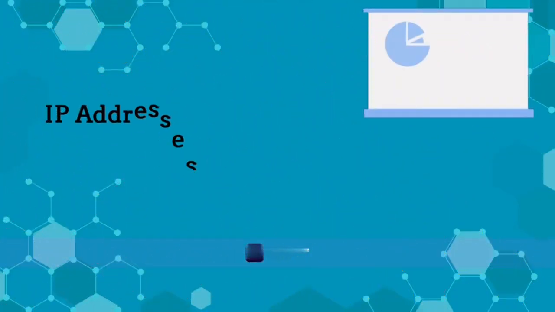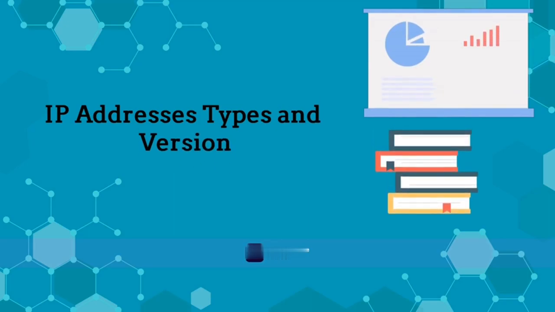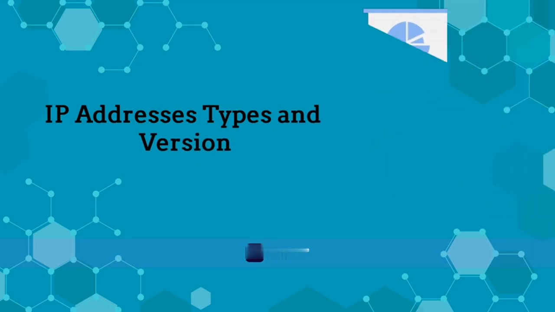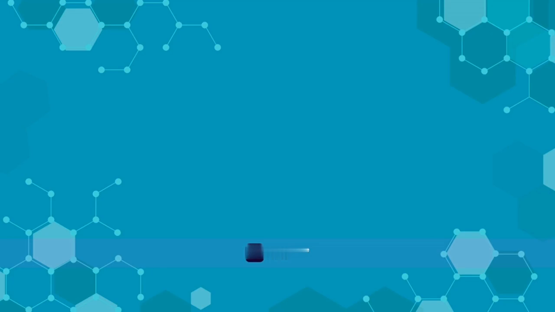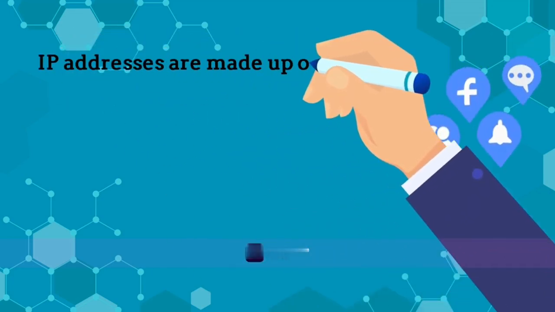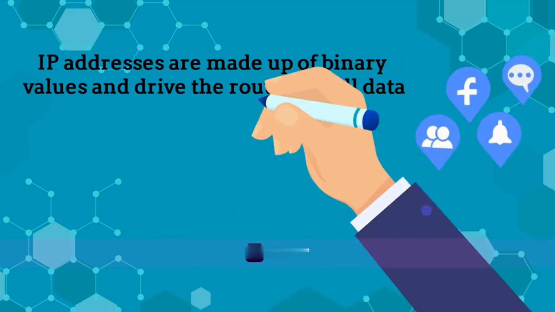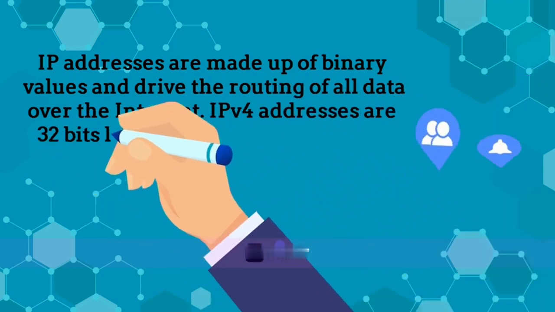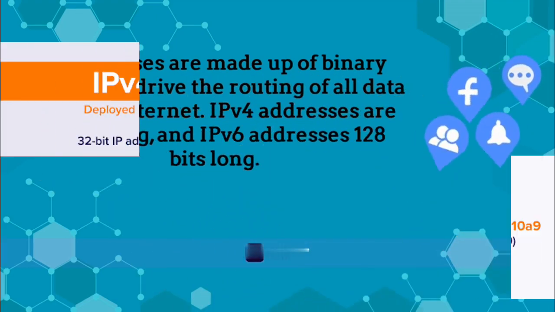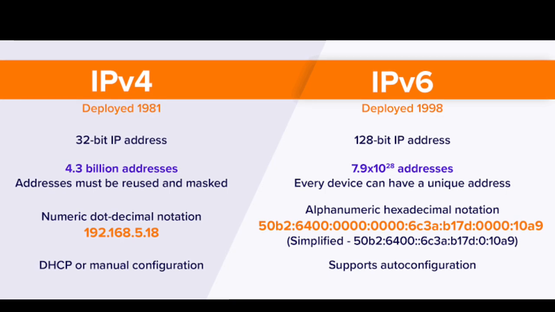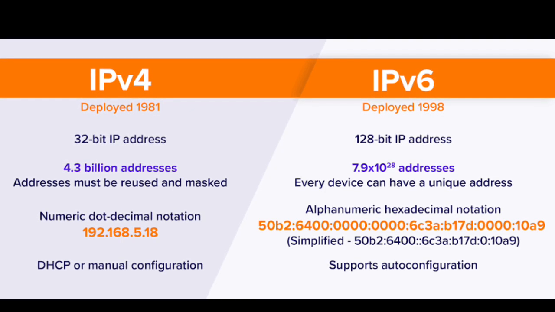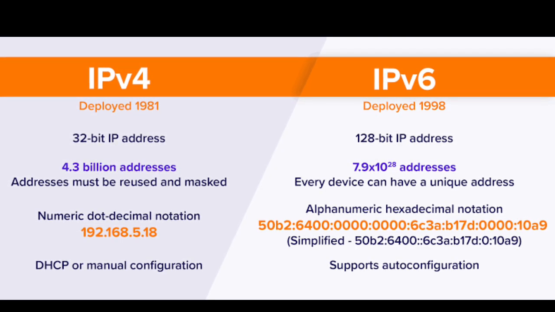There are two versions of IP that currently coexist in the global internet: IP version 4 and IP version 6. IP addresses are made up of binary values and drive the routing of all data over the internet. IPv4 addresses are 32 bits long and IPv6 addresses are 128 bits long.